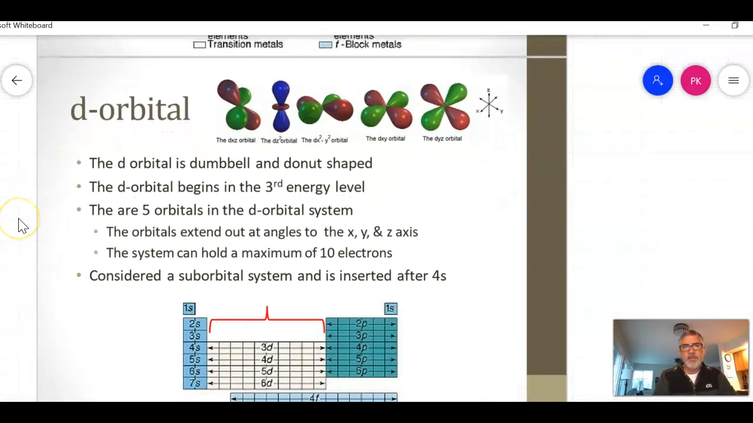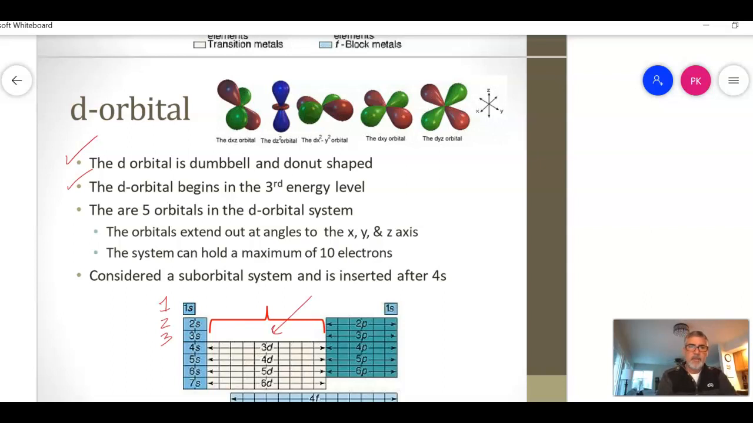You've got the d orbital systems. The d orbitals are dumbbells and donuts. So you can see they're all dumbbells, and there's one donut right here in the second picture. It begins in the third energy level. So I get n equals 1, n equals 2, n equals 3, and these are my transition metals here.